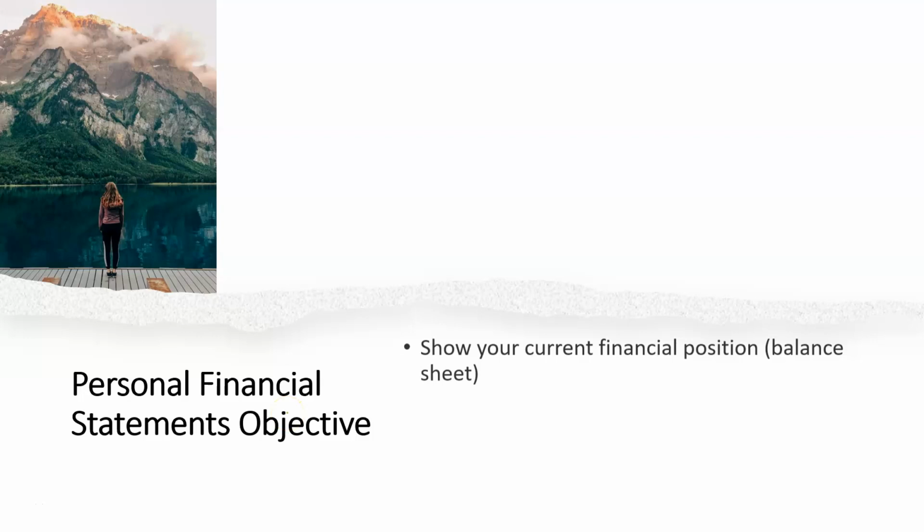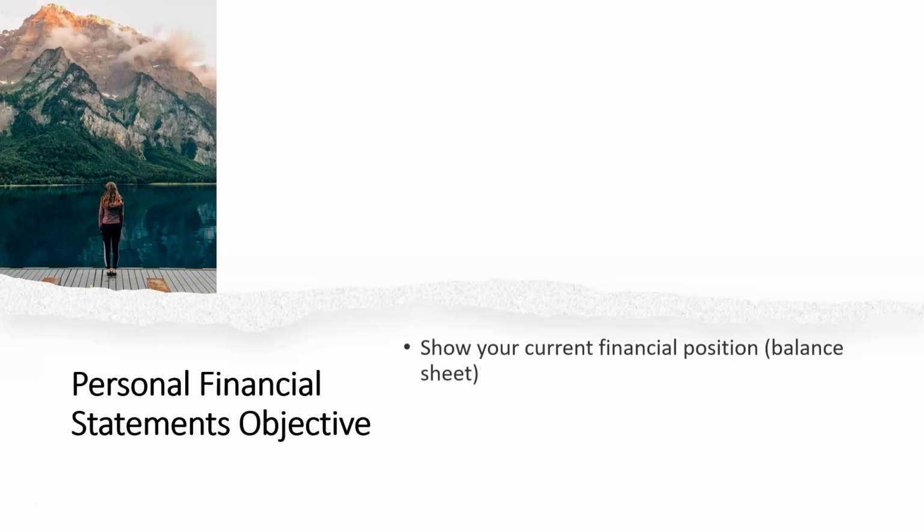We want to show your current financial position, which is generally done with the balance sheet. In other words, from a financial perspective, where do we stand at this point in time? What kind of assets do we have? What do we own at this point? And what is the value of them? What type of liabilities do we have? How much, in other words, do we owe to third parties?